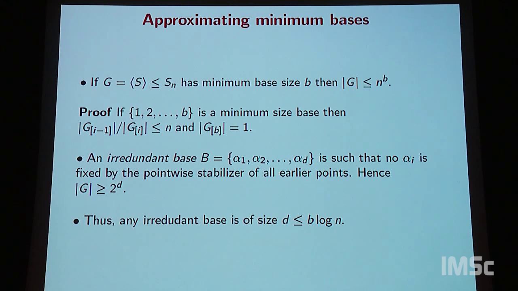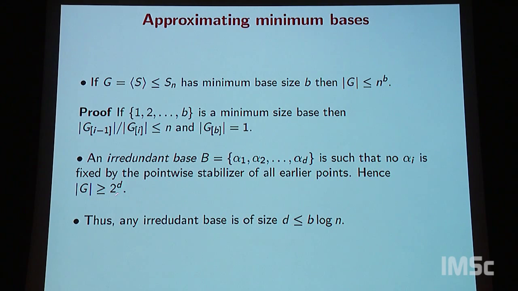So clearly, comparing the upper bound on G and the lower bound in terms of irredundant bases, I know that every irredundant base is of size at most the minimum base size multiplied by log of n.